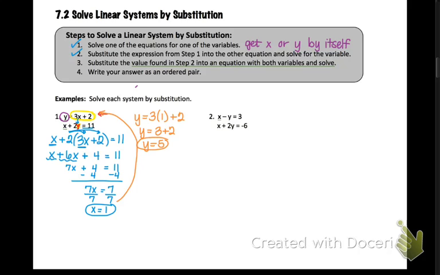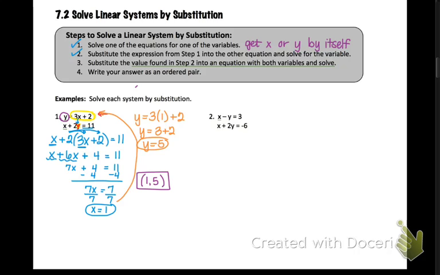That's our second variable. And now that we know what both of them are, we can write our final answer as an ordered pair. Remember that the order is always x first and then y. So we would write this as (1, 5), and that's your answer. Don't forget the parentheses. Without the parentheses, it's a list of 2 numbers. It's not an ordered pair.